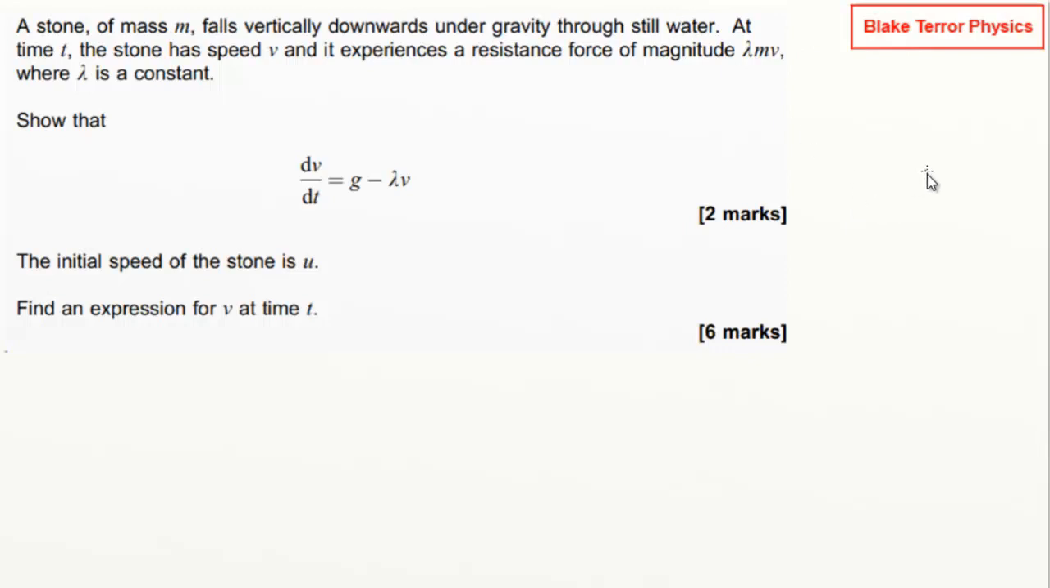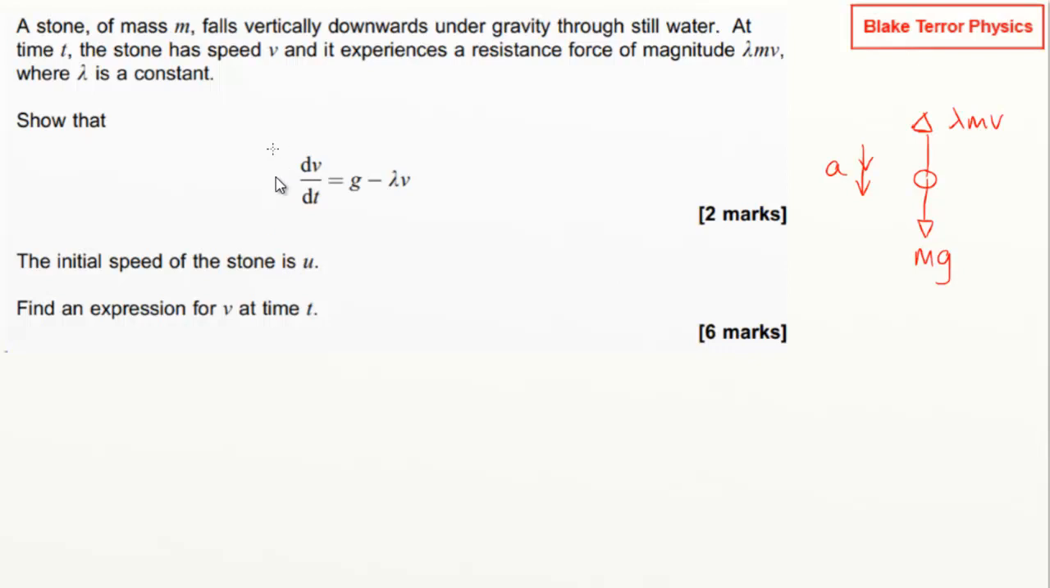So let's draw out what's going to be a fairly simple force diagram. We've got our single object falling downwards. We've got our weight going down, which is going to be mg, and then we've got our resistance force opposing the motion, which they're saying is lambda mv. We can mark on our acceleration. It doesn't really matter which way we draw our acceleration arrow, but I'll draw it going downwards.